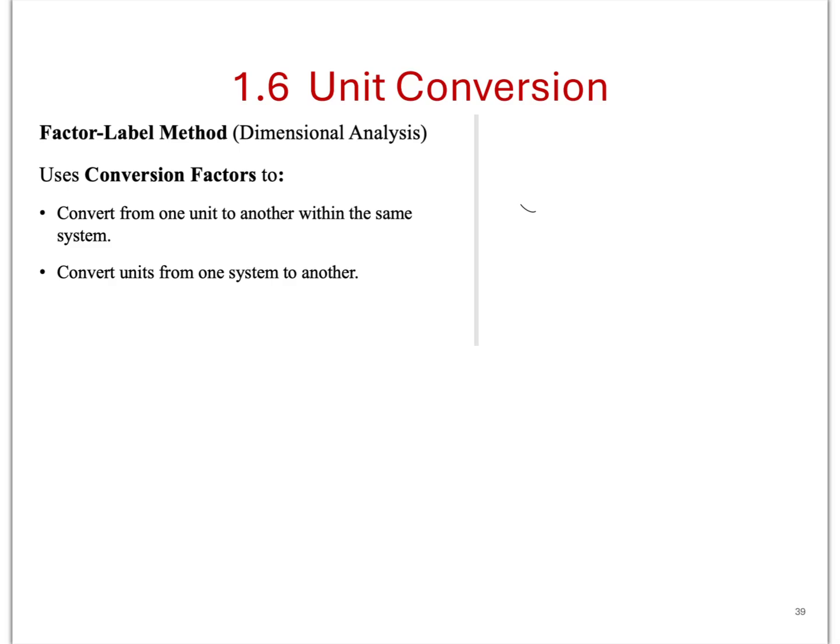Hello everyone, in this lecture we are going to talk about the conversion between different units. So far we know that in the United States we use the English unit system, and a lot of science subjects stick with the metric system. So we want to learn how to convert from one type of unit to another type of unit by using unit conversion.